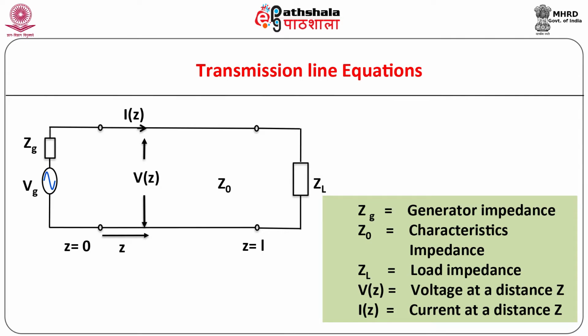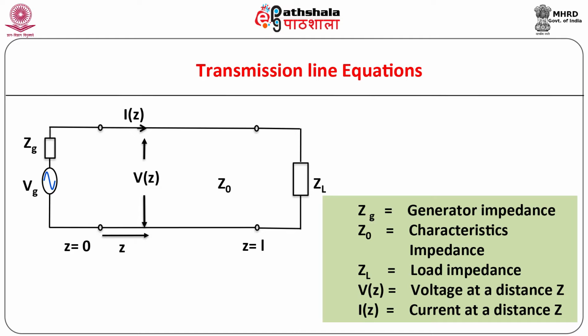Consider a two-wire transmission line extended along the z-axis with the generator at one of its ends and the load at the other end as shown. Let Zg, Z0 and ZL represent the generator impedance, characteristic impedance and the load impedance respectively. Let Vz and Iz represent the voltage and current at a distance Z from the generator along the line.